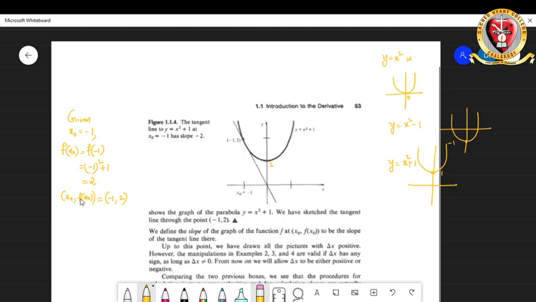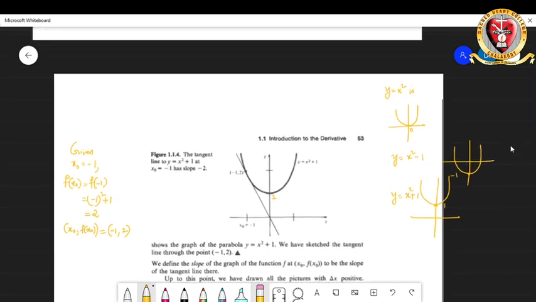So the point at which we have to find the slope is the ordered pair x naught comma f of x naught, that is minus 1 comma 2. So this is the point. If we plot it, we get this to be minus 1, 2. So we have to find the slope at this point. So you have to draw the tangent at that point. So this is a tangent. So what will be the slope there? The slope will be minus 2, which we had calculated in the earlier part of the solution.